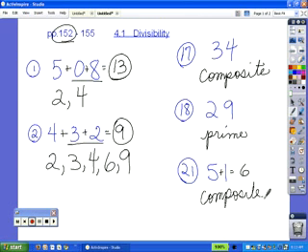Your divisibility rules come in handy when it's a number that's not an answer to one of your basic facts, and it's not easily recognizable to be composite. So use your divisibility rules whenever possible here.